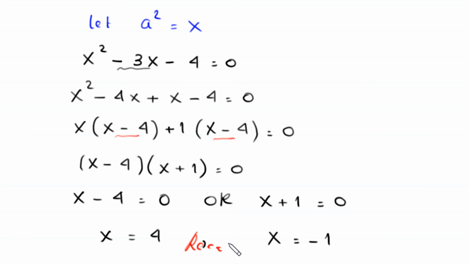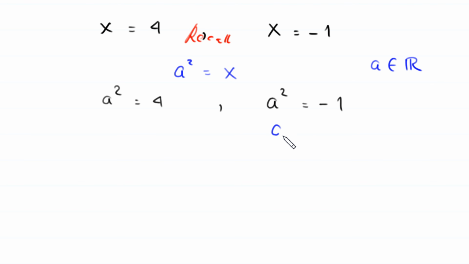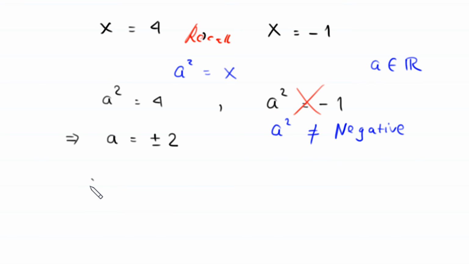Now recall that a squared is equal to x. Since a squared is equal to x, this will become a squared equal to 4 and a squared equal to negative 1. Since a is a real number, a squared cannot be a negative number, so this will be rejected and we accept only this value. A squared is equal to 4, and if we take square root of both sides, this implies that a is equal to plus minus 2, means that a is equal to 2 and a is equal to negative 2.